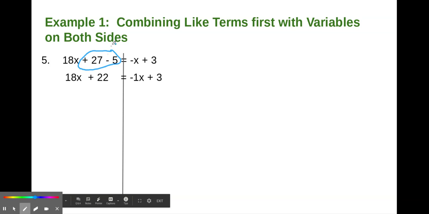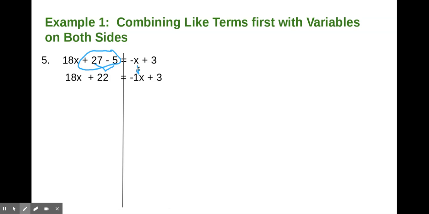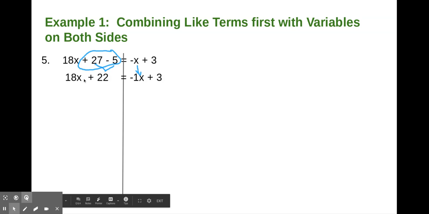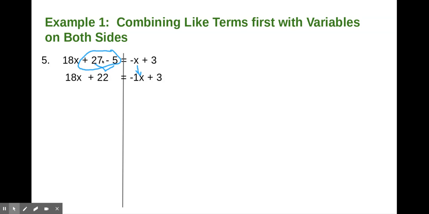And so my problem then becomes 18x plus 22 equals, and I just rewrote this so that you could see that this is a negative 1x plus 3. Okay, so again, I have 18x plus 22, and I got 22 because I combined 27 minus 5. I just looked at the numbers as they are on the left side. 27 minus 5 is 22. And I brought down the right side because I couldn't combine anything there.